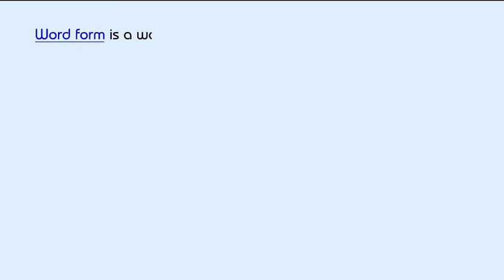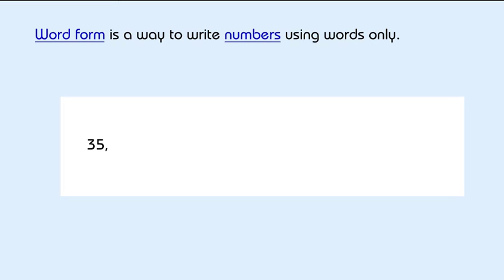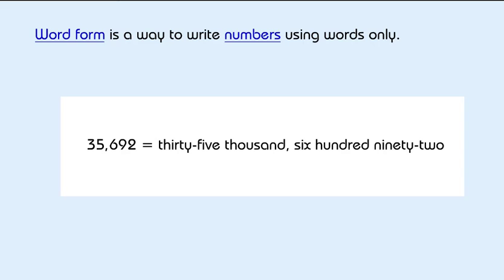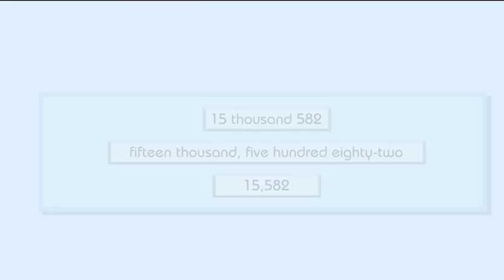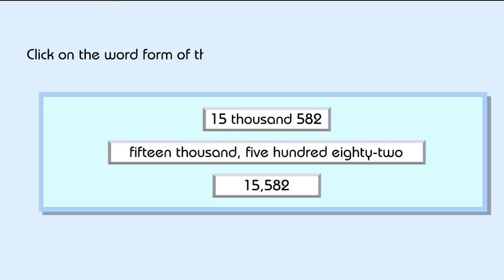Word form is a way to write numbers using words only. Look at the number 35,692 written in word form. 35,692. Click the word form of the number 15,582.